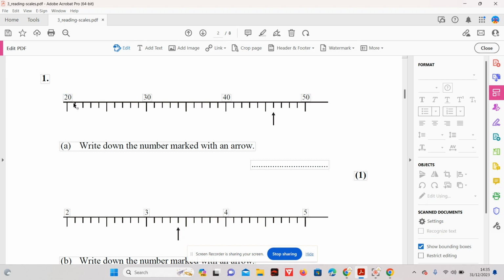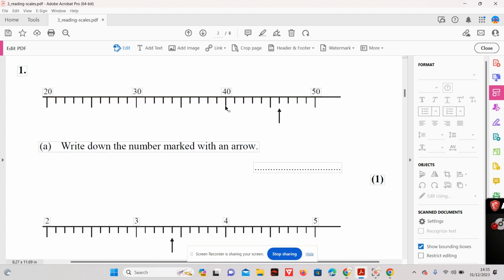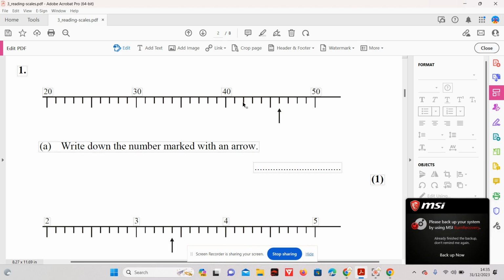So we've got 20, then we've got 1, 2, 3, 4, 5, 6, 7, 8, 9, 10. So we know there's 10 between each one. So that means if I go from 20 to 30, it'd be 20, 21, 22, 23. So we know each one of these is worth 1. So I'm going to go all the way to 40, which is here. And then we've got 40, 41, 42, 43, 44, 45, and 46. So therefore, that makes our first number 46.